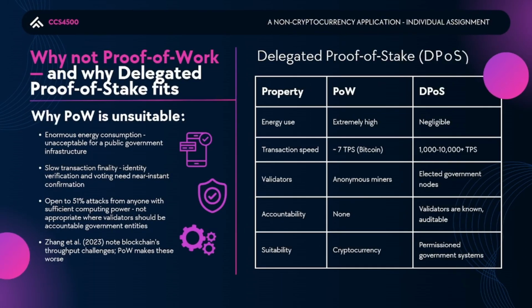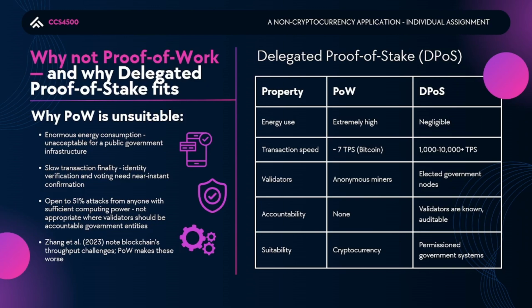And now, moving on to the next slide, slide number 5, why proof of work is unsuitable for a government identity system. As I found, it is for three reasons. First, it consumes enormous energy. Second, its transaction speed is far too slow for national scale identity verification or voting. And third, it is permissionless. Anyone can become a validator, which is of course inappropriate when validators should be legally accountable institutions.